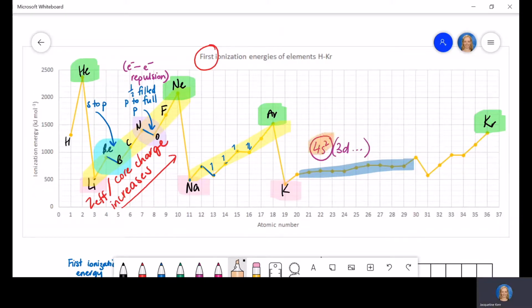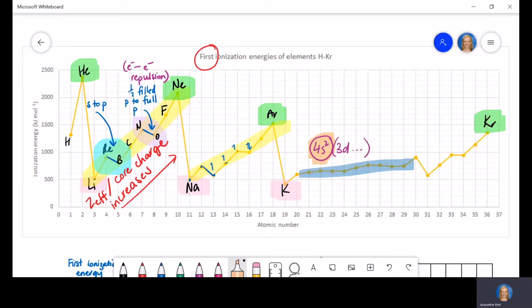It's meant to highlight that one. So they're actually all relatively similar in here, because they have the same degree of shielding, the 3d that's filling up. That shielding effect is matching the increase in nuclear charge. So we see that flattening out. You don't need to worry too much.